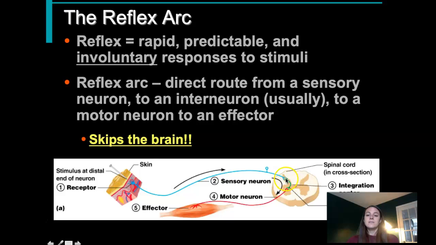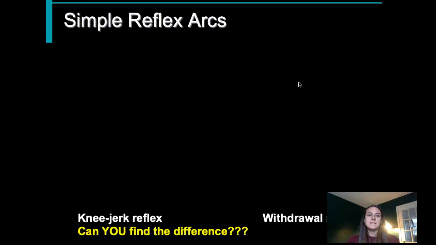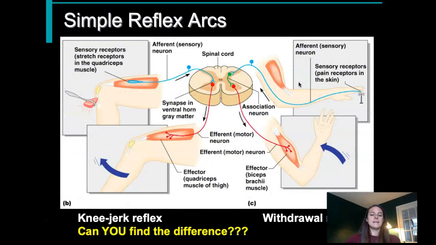But this signal never travels to the brain. So your brain never makes a decision on what to do here. That's the difference between a reflex and a reaction. It never hits the brain if it's a reflex. And I said sometimes there's an interneuron. You can see in this one, like this is the hot stove example. It goes sensory neuron to the interneuron to the motor neuron, and you pull your hand back from the hot stove.